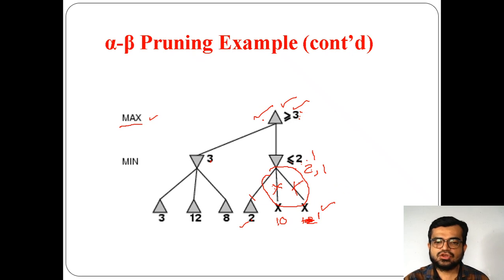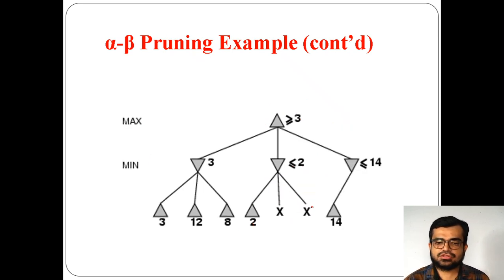Okay. So here it is called beta pruning, because this is the alpha side and this is the beta side. So when does beta pruning happen? When alpha is greater than beta. Here 3 is greater than 2, right? Or else 3 is greater than 1, right? So whenever alpha is greater than beta, that means you have to prune the beta side. It is called beta pruning.